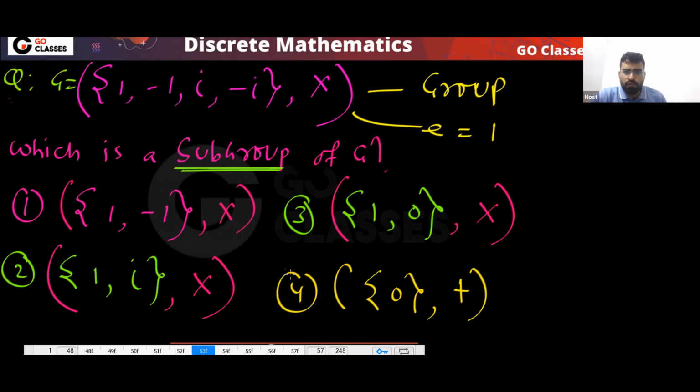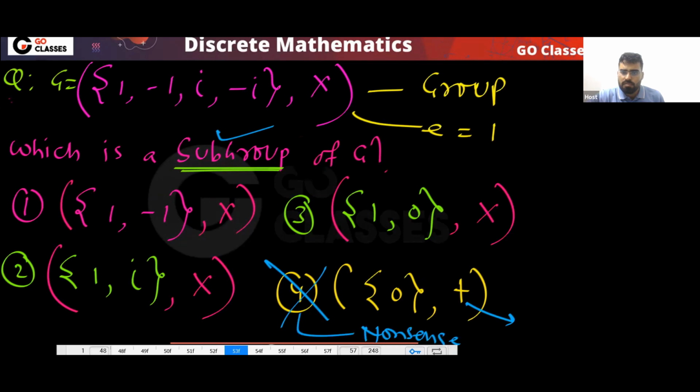So what is the answer? First of all, this is not a subgroup. Why? This is actually nonsense, because you are changing the operation. Don't change the operation. If you ask for a subgroup, then don't change the operation. This option 4 is complete nonsense.